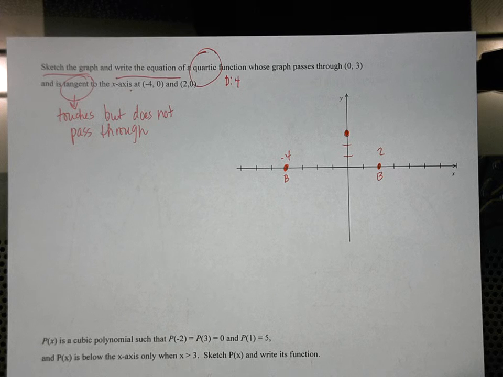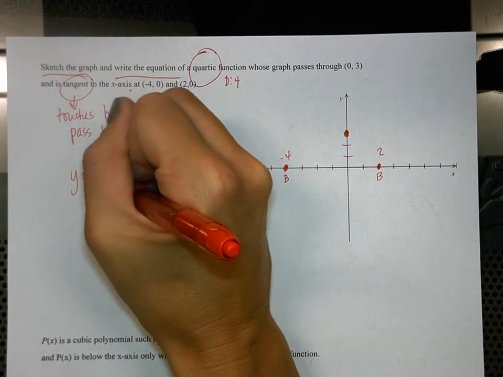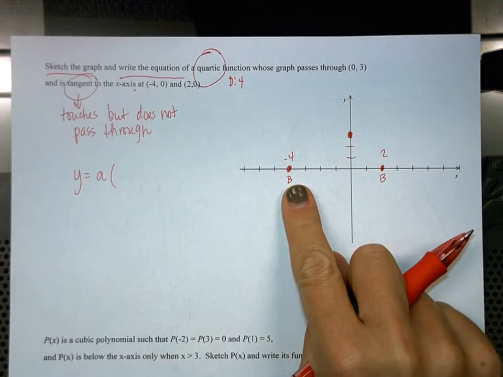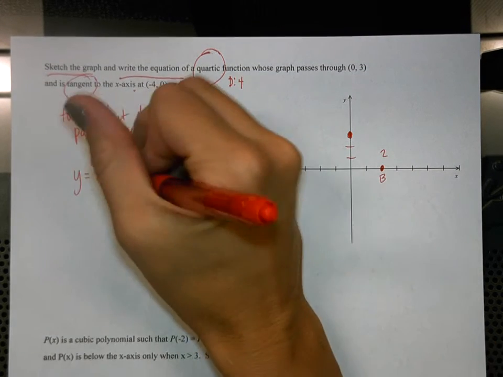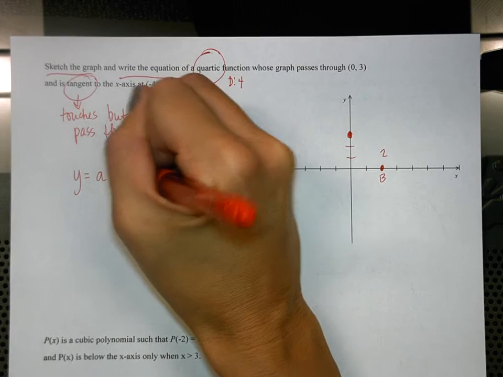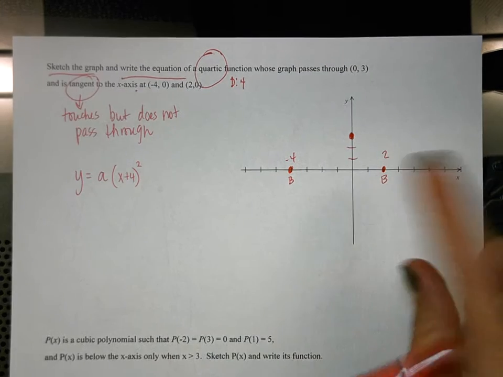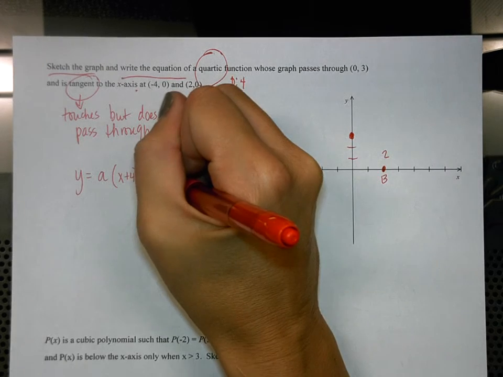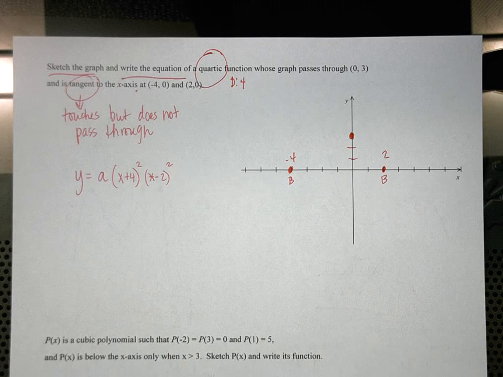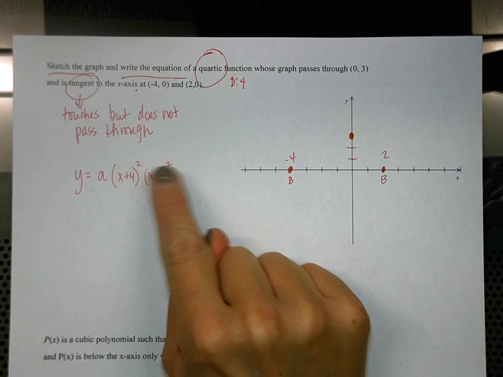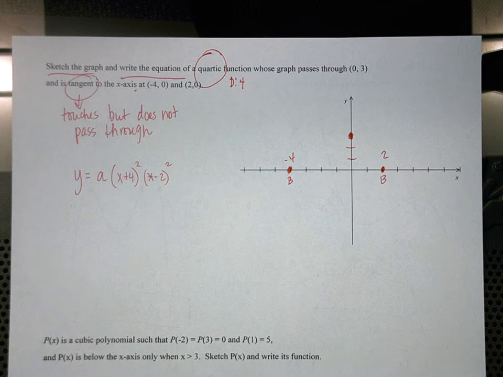Okay, so I'm going to write out my equation. We're going to write y equals a, and so on this one we're going to have x what? x plus 4, and we're going to give that a 2 power. And then over here we're going to have x minus 2 and also a square to make an even power. And if we add these up, 2 plus 2 does make 4. Okay? And so now we need to find our a value.